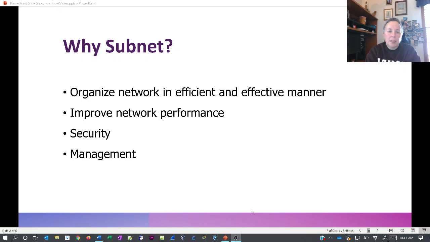Security. You can combine the subnets with other measures such as access control lists or QoS to limit traffic to specific subnets and increase your security. And management, for easier administration and troubleshooting. By organizing your network into subnets or smaller parts, it's easier to manage, organize, and troubleshoot.